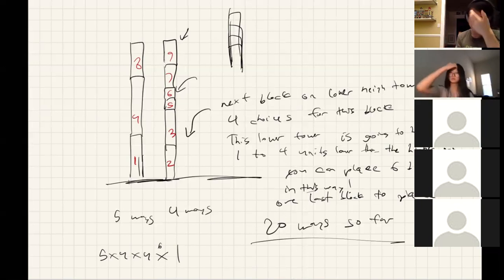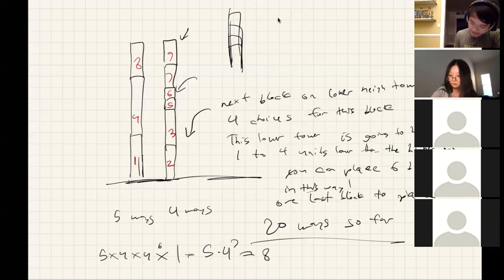So our answer actually just ends up being 5 times 4 times 4 to the power of 6 times 1, which is 5 times 4 to the power of 7. And that ends up becoming 81,920 as your final answer.